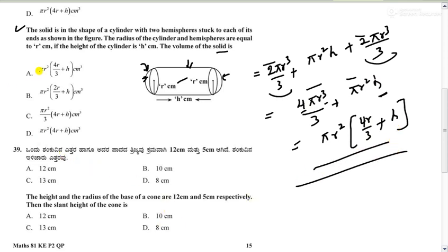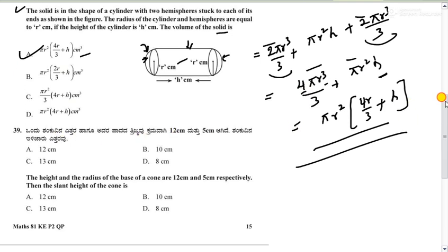Now look at the conditions given there. Pi r square 4 by 3 r plus h, okay, this is okay. Square 2r, no. 4r by 3, no, no. Only option number A is matching with our answer, so this is the correct choice.